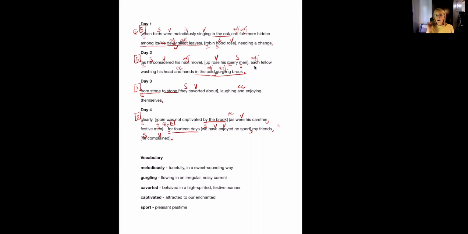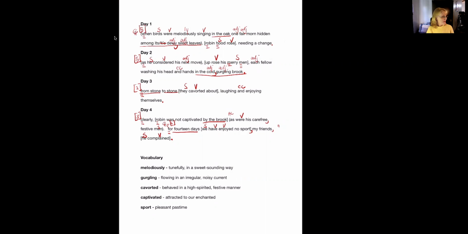This is the week 12 corrections for Fix-It 2. On day 1, we are going to indent because we have a change in topic here. Change in time, from what we were talking about to this new fair morning.